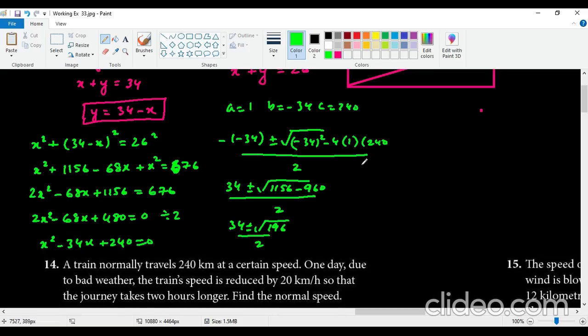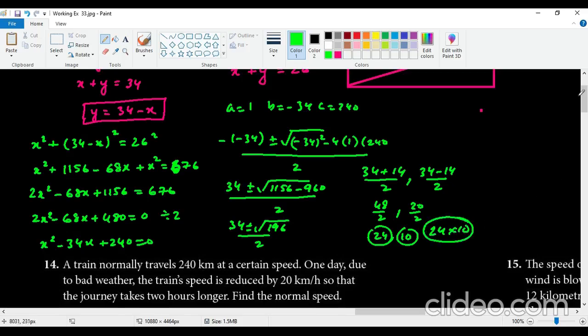So I will write 34 plus 14 over 2 and 34 minus 14 over 2. So 34 plus 14 is going to give us 48 over 2, and 34 minus 14 is going to give us 20 over 2. So we have 24 and 10. These are the two answers that we get. That means 24 times 10 is the answer.